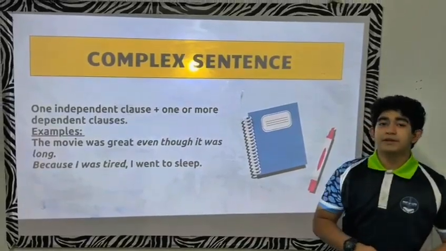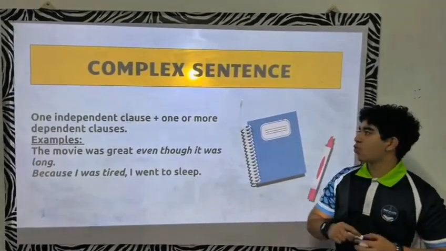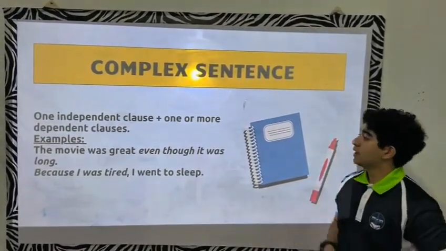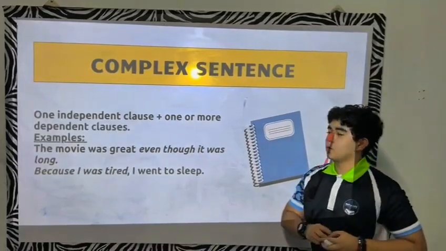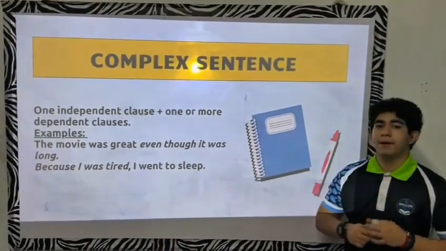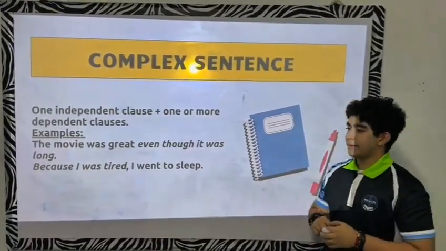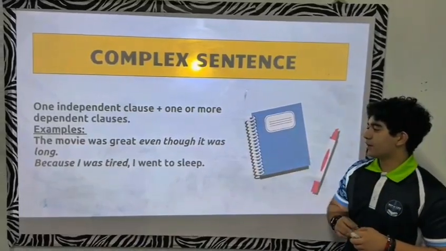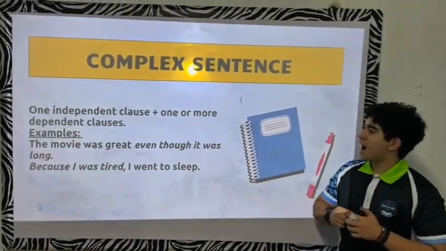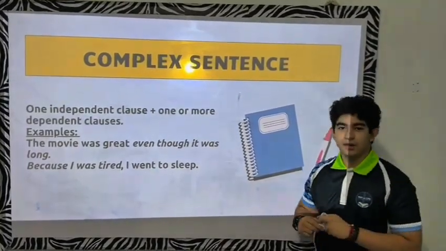The third type of sentence is the complex sentence. It consists of one independent clause and one or more dependent clauses. Some examples of these could be: The movie was great, even though it was long. The movie was great is our independent clause. Even though it was long is the dependent one. Because I was tired, I went to sleep. Because I was tired is our dependent clause, and I went to sleep is our independent clause.